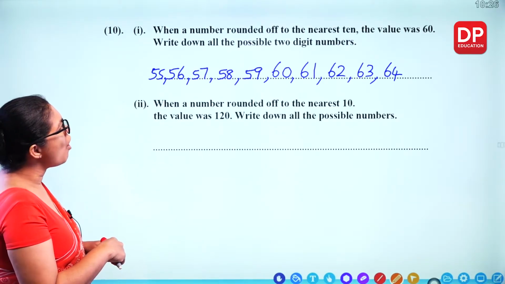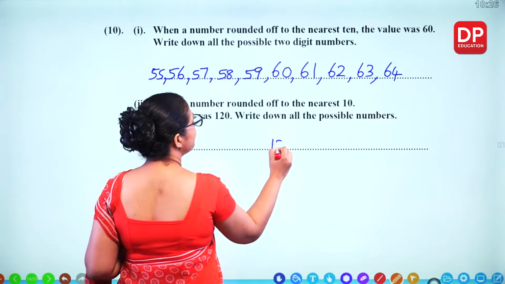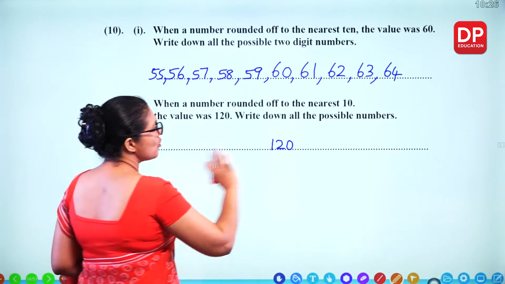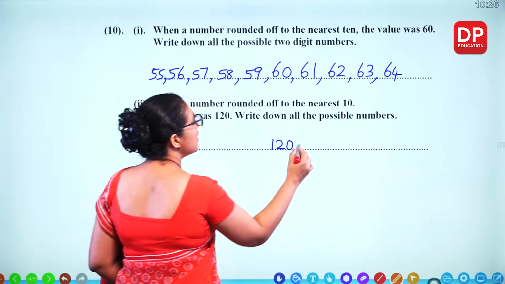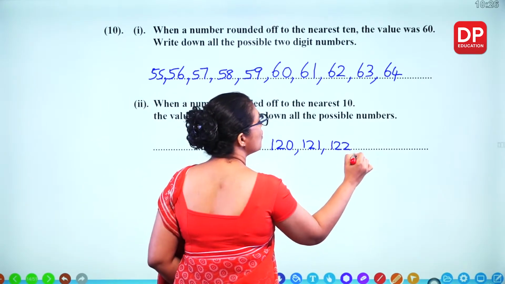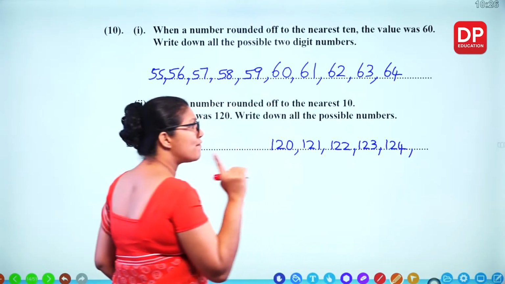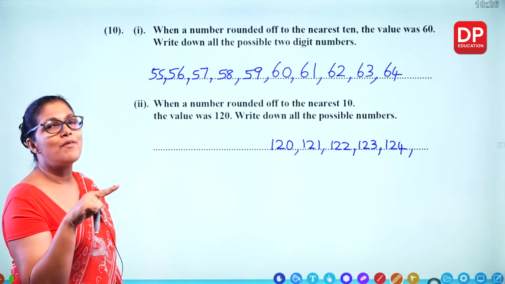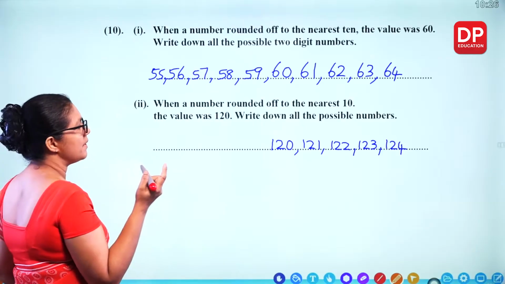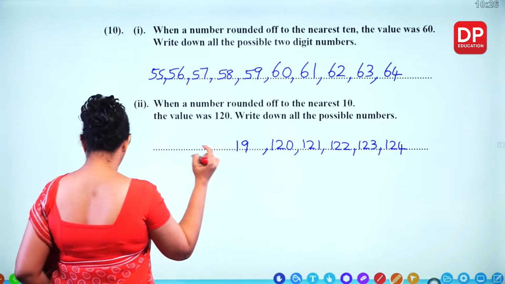When a number is rounded off to the nearest 10, the value was 120. What are the possible numbers? So to this side, you can write 121. We are not adding. 122, 123, 124. Can we write 125? 5, you have to add 1, then that becomes 130. So that's not possible.